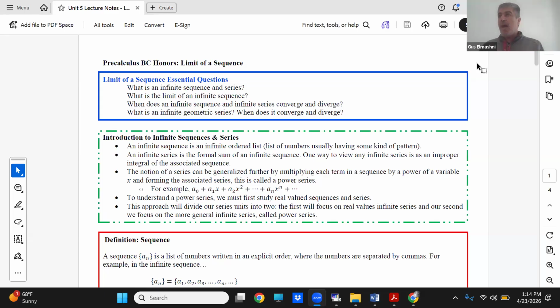And by the way, a series is when you're adding up the terms, just so you know. That's what a series is. A sequence is just a list of terms, just so you're aware of that as well. So yeah, we're going to have that discussion.